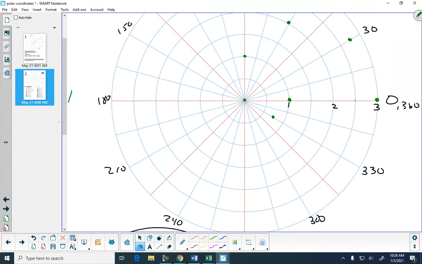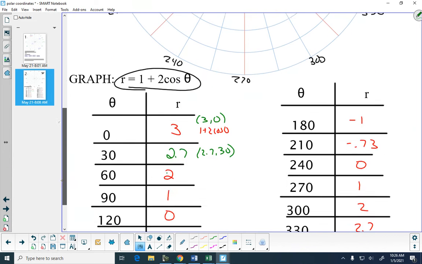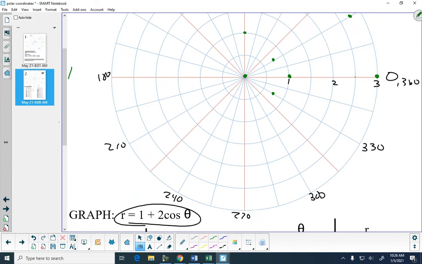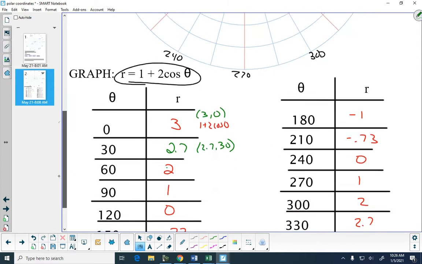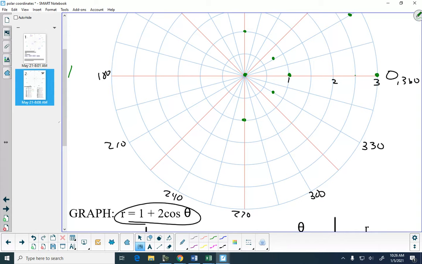210, I have once again negative 0.73. Then we're back at 0. At 270, we are at 1. At 300, we are at 2. At 330, we are at 2.73. And at 360, we're back at 3, my bad.